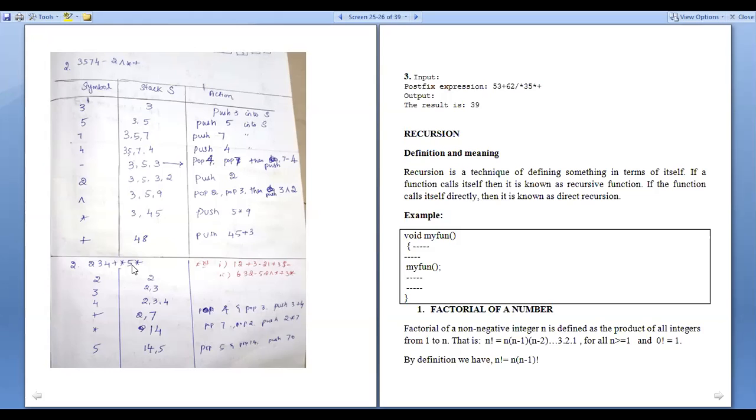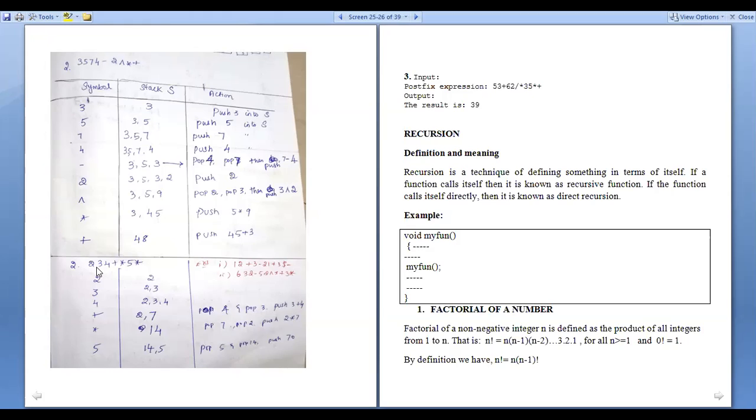So what we are going to do here is use the same columns: symbol, stack, action. The first operand we have is 2. With respect to infix, when we had operators we used to push them to the stack, but in postfix, when we have an operand we will be pushing it to the stack. So 2 is pushed to the stack.